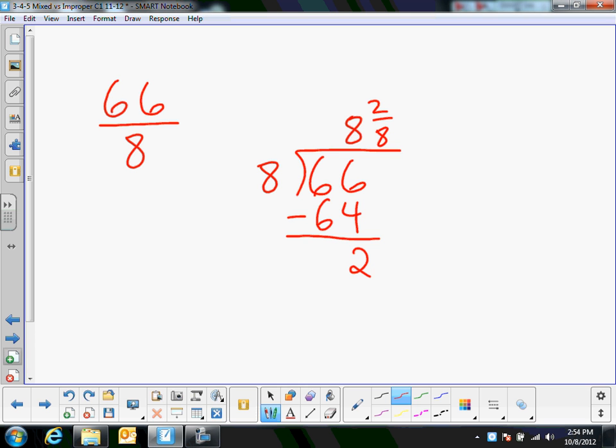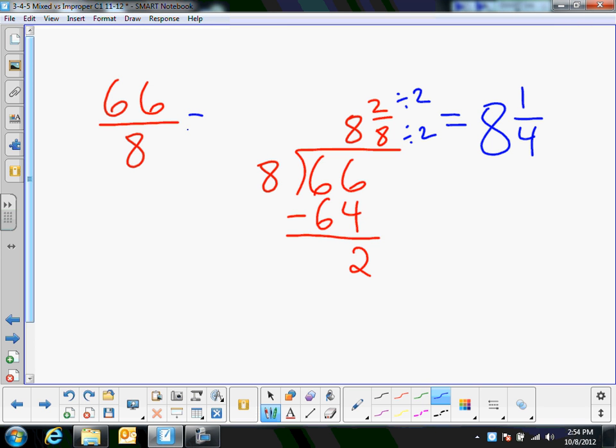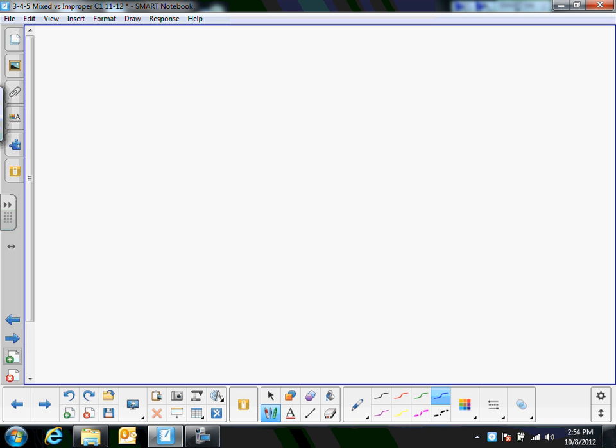However, if you look at the fraction 2 eighths, it's not in simplest form. You can reduce 2 eighths by 2 over 2. If I reduce just the 2 eighths, the denominator 8 stays the same, the whole number 8 stays the same, but 2 eighths is 1/4. That gets reduced. So 66 eighths is 8 and 1/4. I'll do one more example like that just so you can get another taste of it.